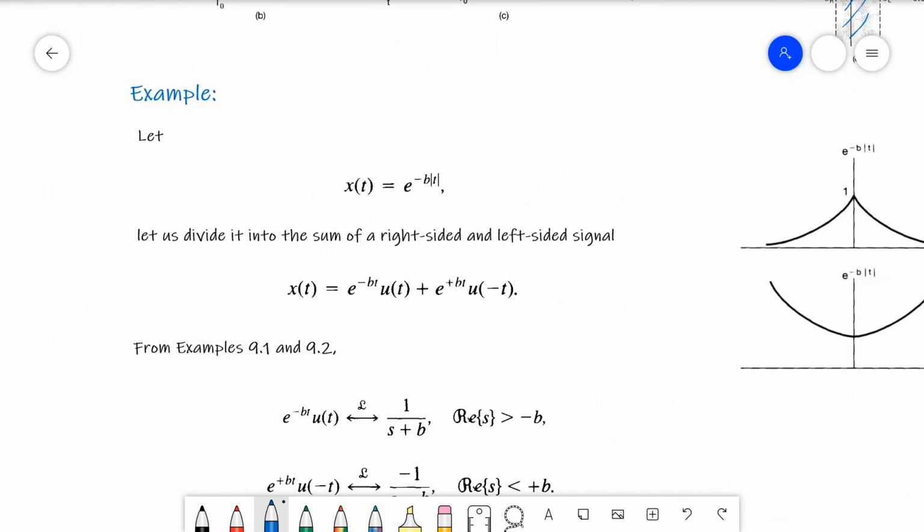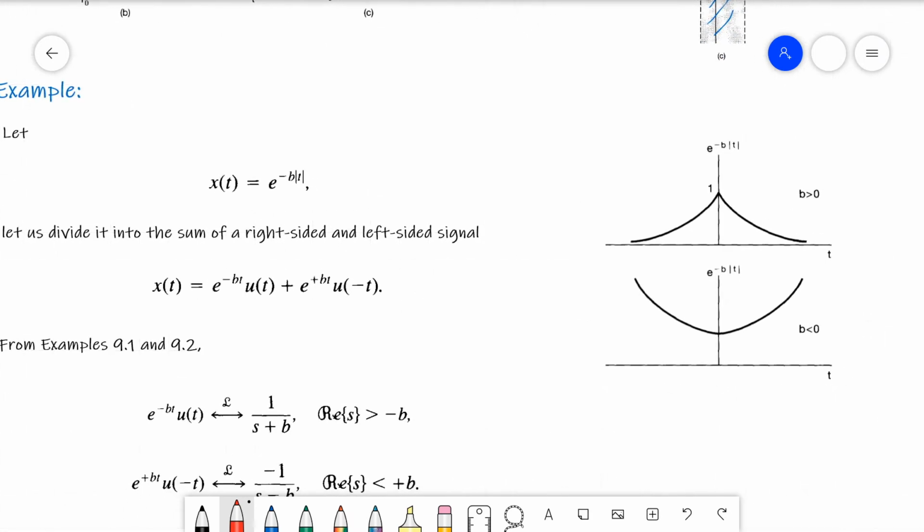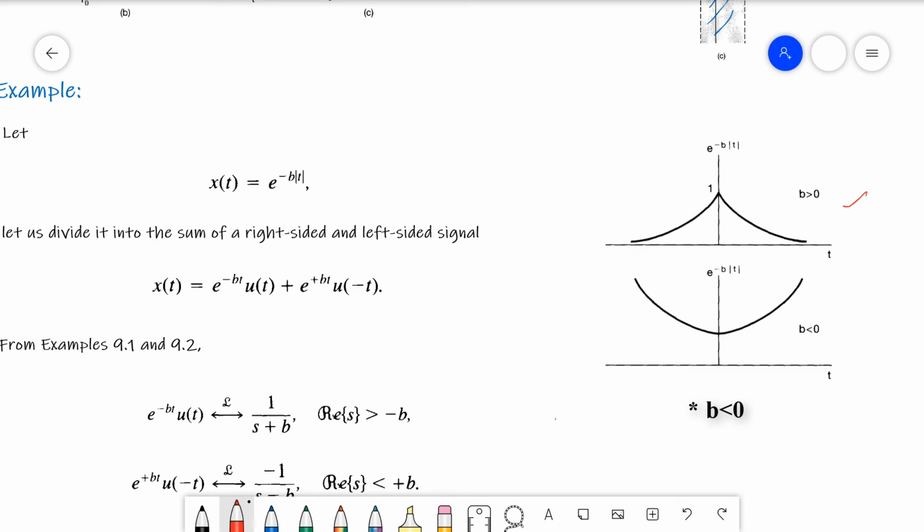So let's suppose we have a signal e raised to the power minus b|t|. For both signs of b, the signal is plotted here. For positive values of b, the signal will consist of decaying exponentials, and due to this |t|, it will be symmetric on both sides of time. And if b is less than 0, then this signal will be diverging on both sides.